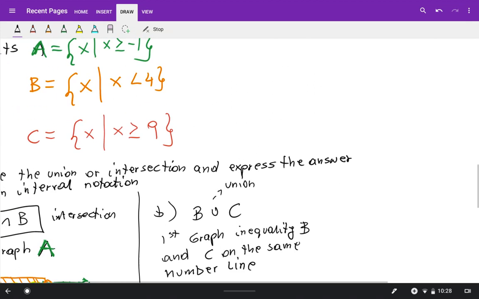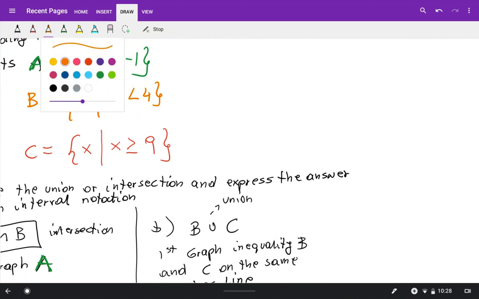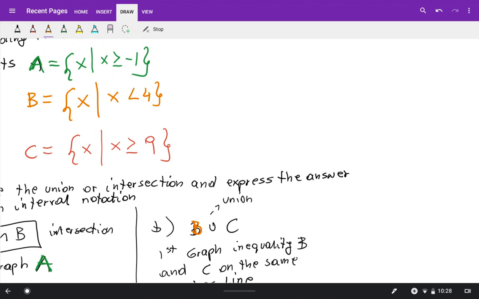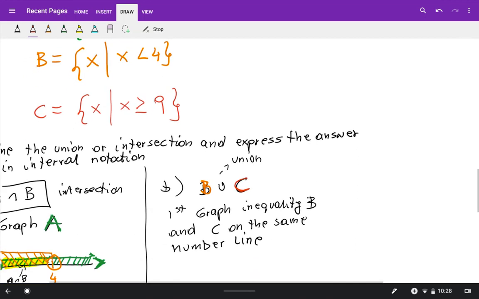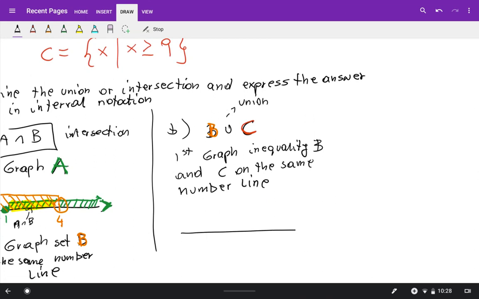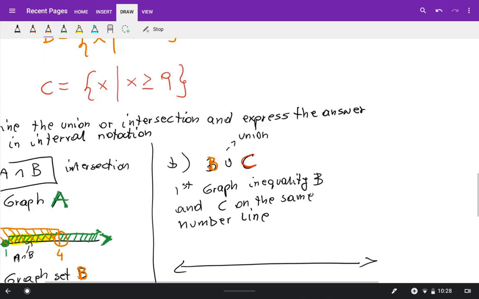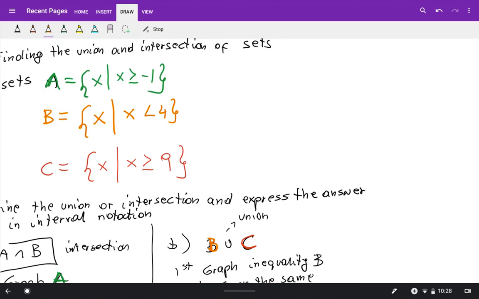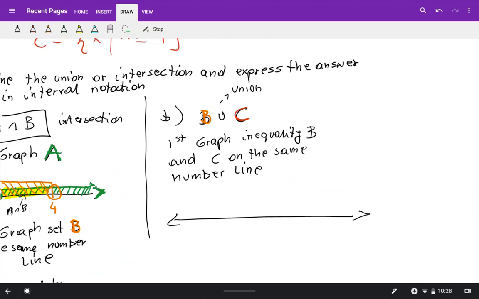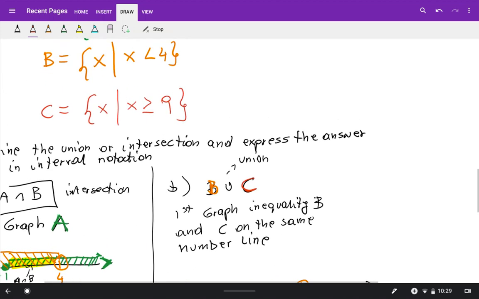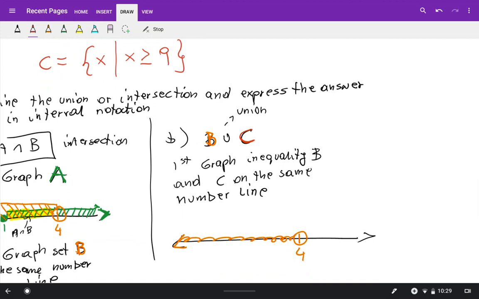Okay, so B it's in orange. So B it's orange, C it's red. Okay, so let's graph B first. Okay, so B, going back to B, that's all the solutions, all the elements which are less than 4. So I'm putting 4, less than, I will just shade it that way. Okay, less than 4. Okay, so that's B. C, all the elements greater or equal to 9. So we have 9, greater or equal, so I'm including 9, and I'm shading everything to the right.